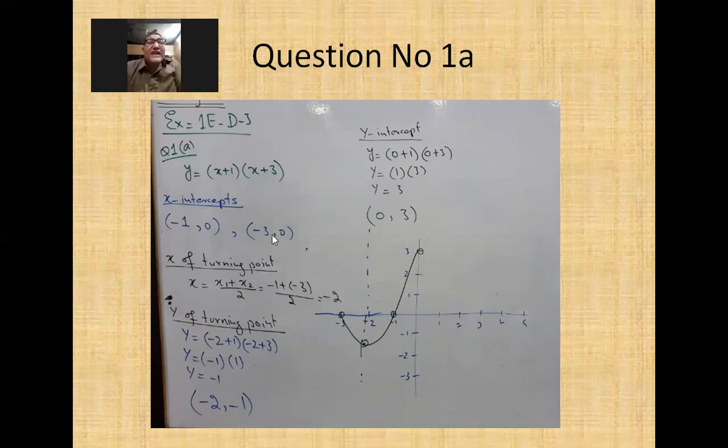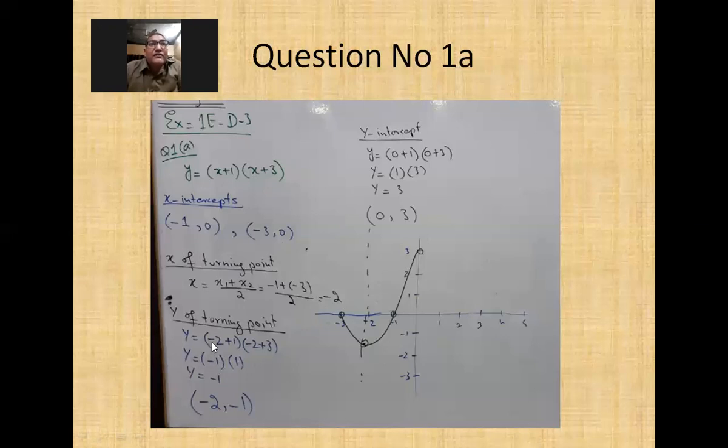So once I know the x-intercepts, from these x-intercepts I will find the x-coordinate of the turning point. And the formula is (x1 + x2) divided by 2. So -1 plus -3 divided by 2, so that will be -2. Once you know the x of the turning point, I will find the y coordinate of the turning point. For that purpose, I will put this value of x in the original equation.